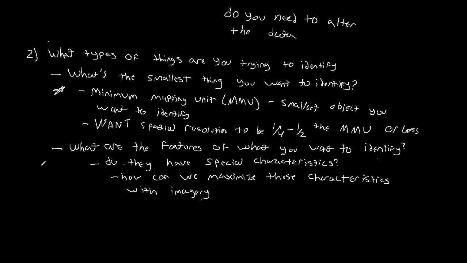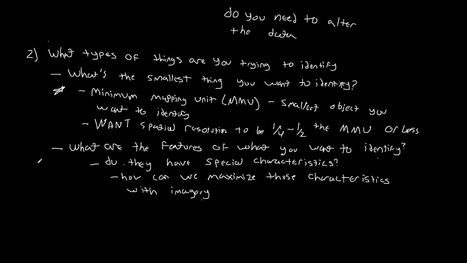Then we talked about what the features of what you want to identify are, and we simplified that down to the special characteristics. Is there something unique about this thing? Is there a time of the year when this thing is unique? Does it emit heat? Does it do something special in near infrared? Are there certain things that make it special? And how can we maximize those special characteristics in the imagery?